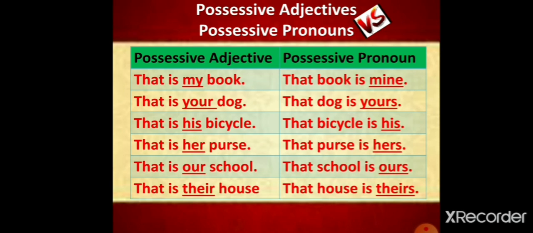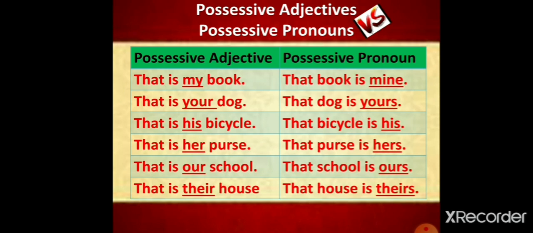तो जब ये my book से is mine में कन्वर्ट हो गया तो ये possessive adjective से possessive pronoun बन गया. As you can see कि mine के आगे कोई भी noun नहीं है. ओके, हमने my को जो कि possessive adjective है उसे possessive pronoun में कन्वर्ट कर दिया. सो my से क्या बन जाएगा? mine. राइट, और mine के आगे there is no noun. So this is how हमने possessive adjective से possessive pronoun में conversion कर दिया.